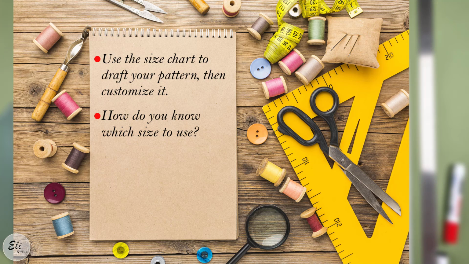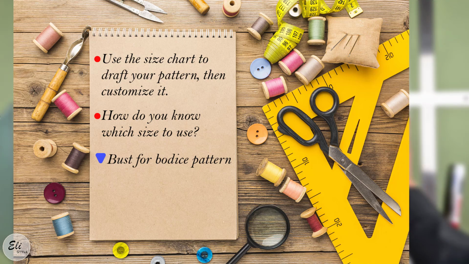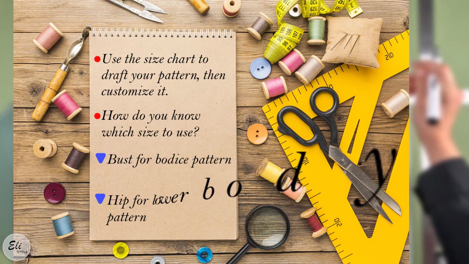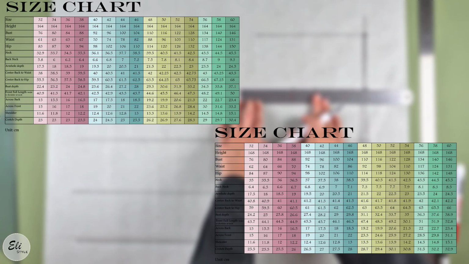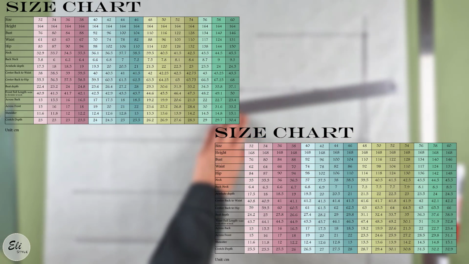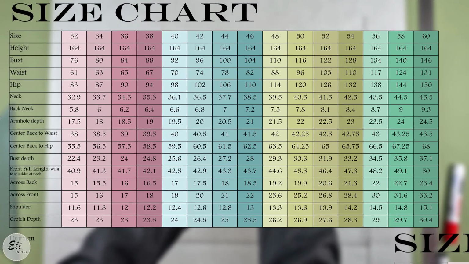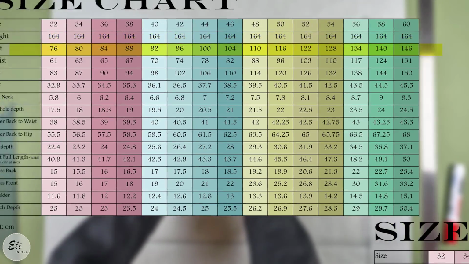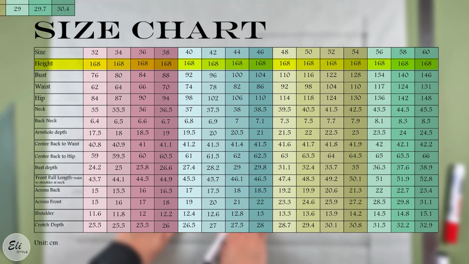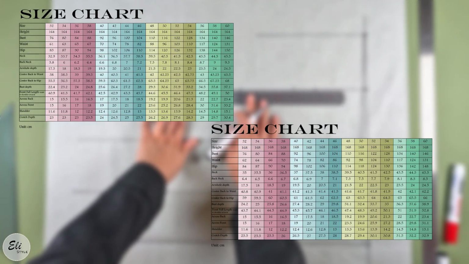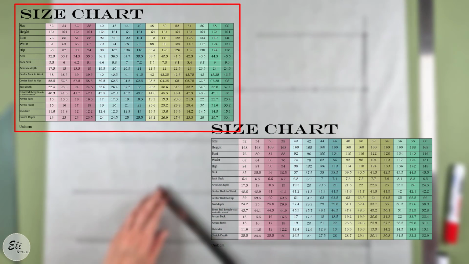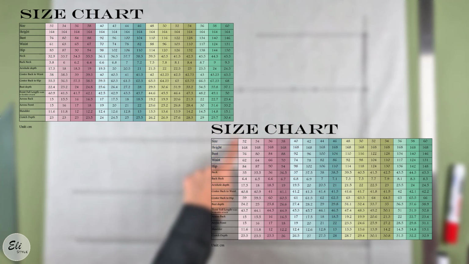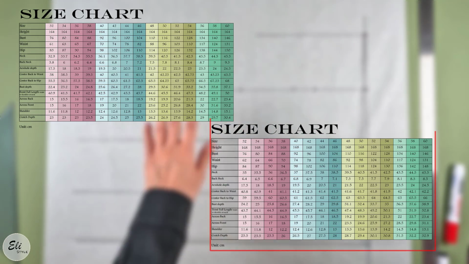The answer is that for drafting a bodice pattern, your bust measurement determines your size, and for a lower body pattern, your hip measurement does. If you've checked out the size chart I've shared with you, the link is in the description box. You'll see two size charts for heights 164 cm and 168 cm. If your height is 164 cm or shorter, you go with the size chart for 164 cm. If you're taller, use the chart for 168 cm.